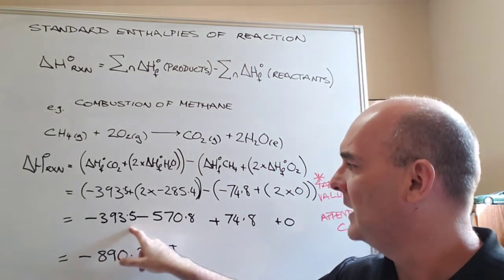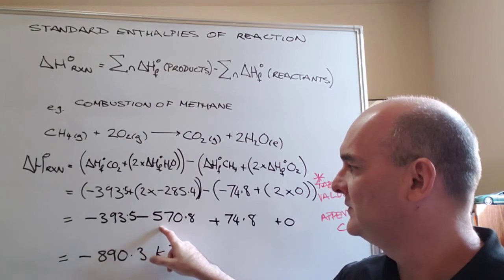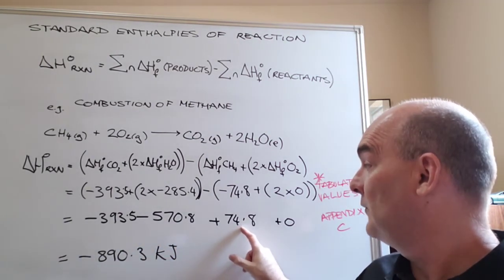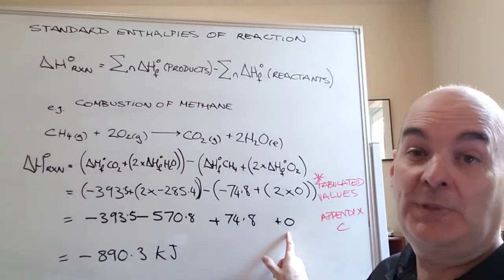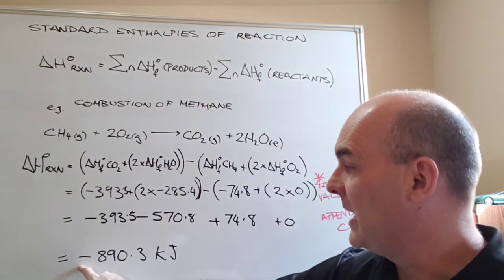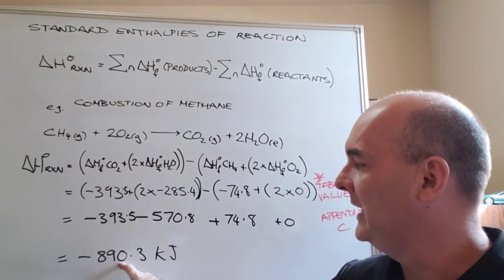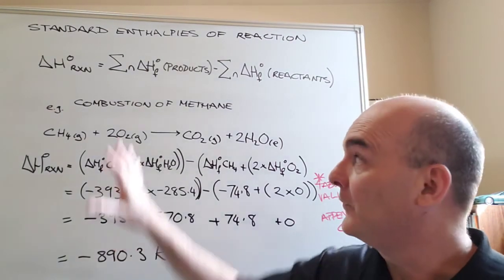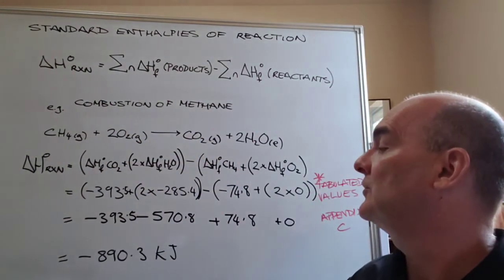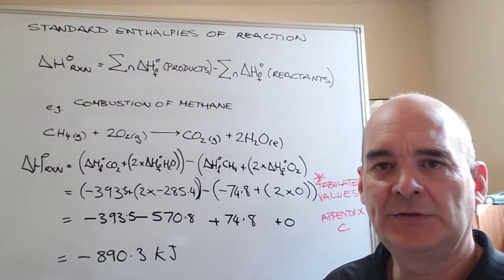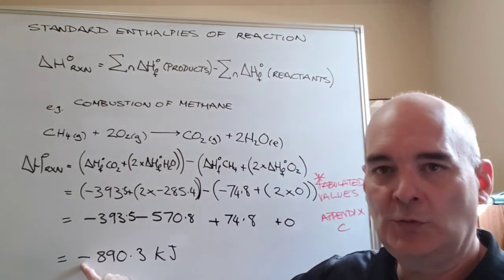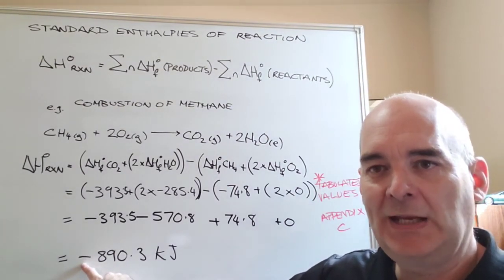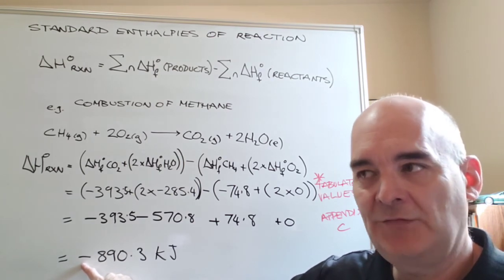So negative 393.5 minus 570.8 plus 74.8 plus the 0 gives me a number that is negative 890 kilojoules. So for this particular reaction, that's the amount of heat that I get out. The enthalpy for this reaction is predicting a large negative number.